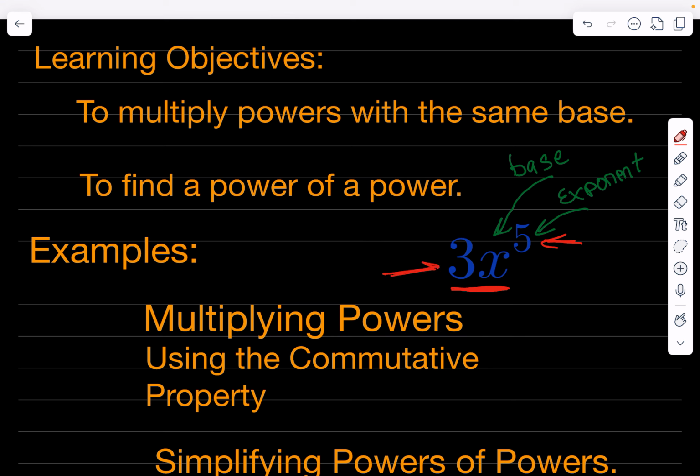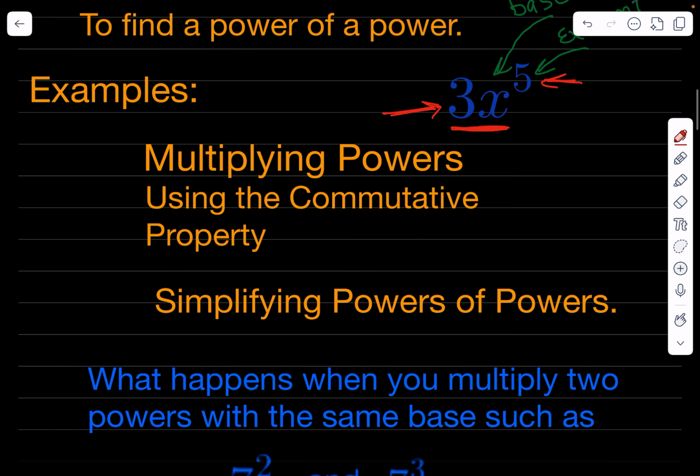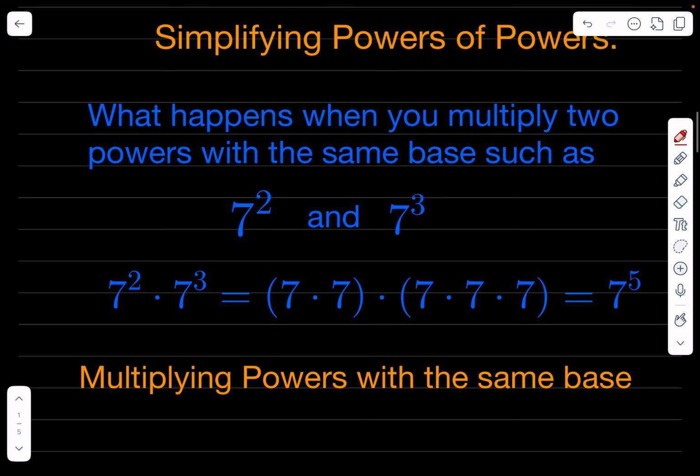3 is what we would call a coefficient. And it is not raised to an exponent. So let's take a look at what happens when we multiply two powers with the same base. So we've got 7 to the second and 7 to the third.